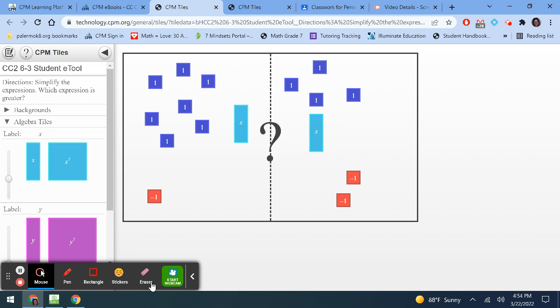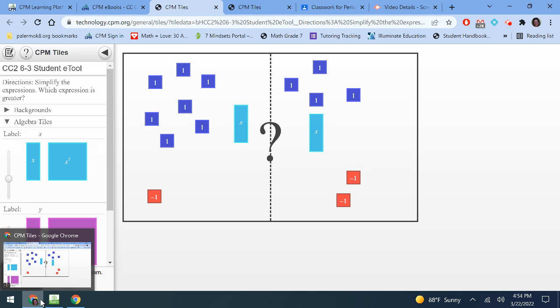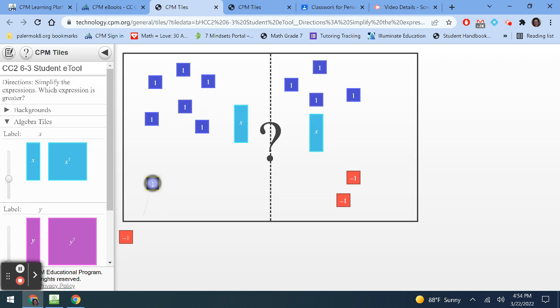And it has these, so again, we have a couple of different ways now to be able to remove the tiles. The first one that we learned was to do zero pairs. So a -1 plus a +1 is 0. A -1 plus a +1 is also 0.